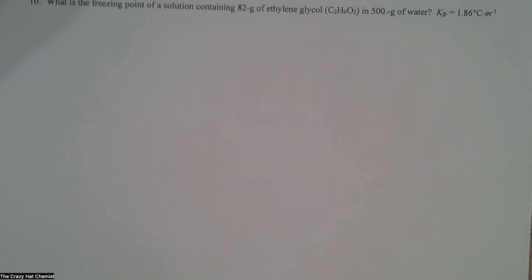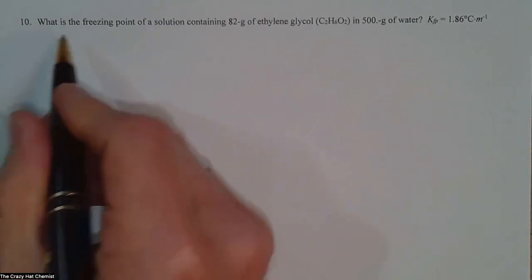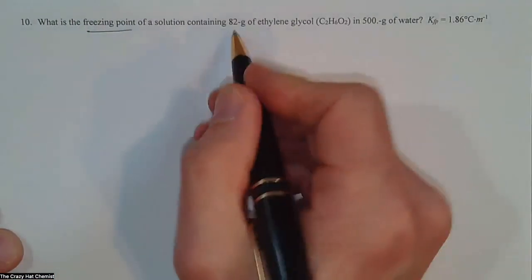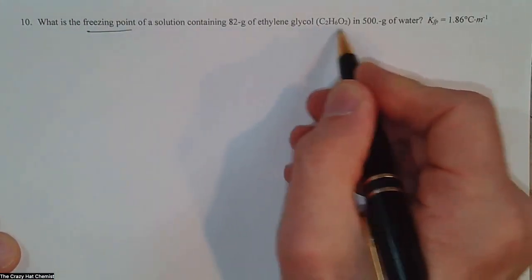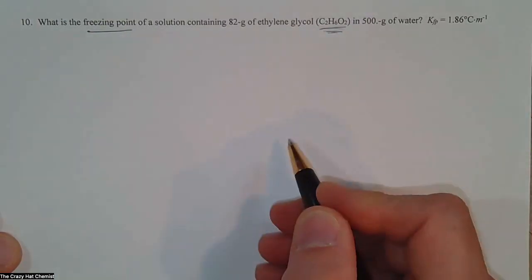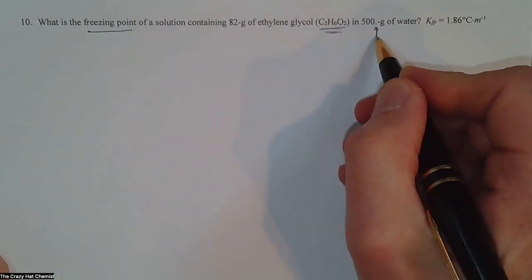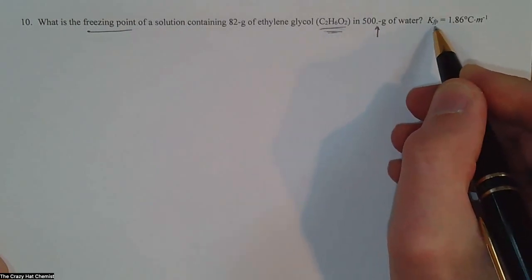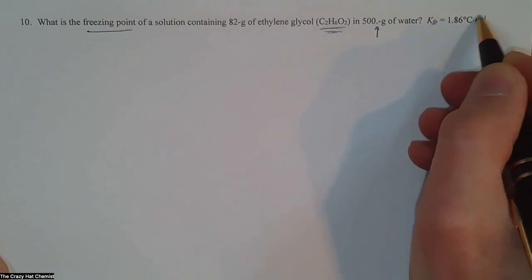All right, so here's our problem, number 10. It says, what is the freezing point of a solution containing 82 grams of ethylene glycol? And I give you the formula because I don't expect you to know that. In 500.0 grams of water, and it's the constant for the freezing point. I've already talked about this in the previous problem, so hopefully that's okay for you. That goes in the denominator. I'm going to set this one up in a similar fashion to the last problem, and hopefully that will be okay for you.